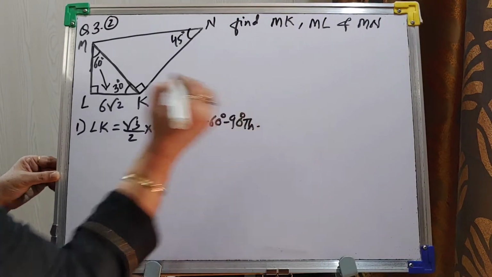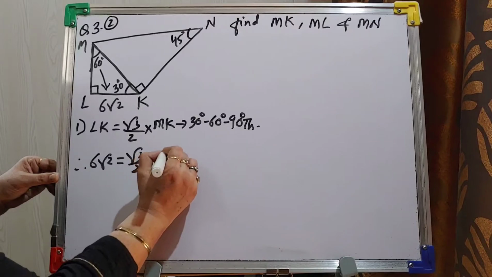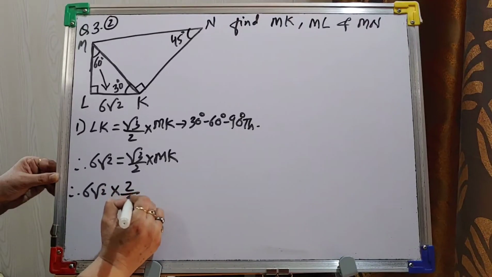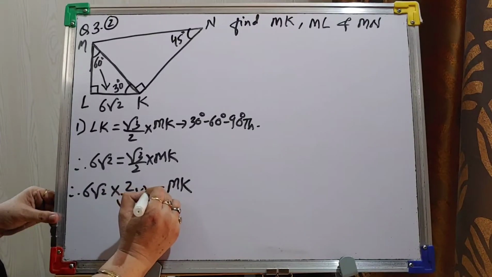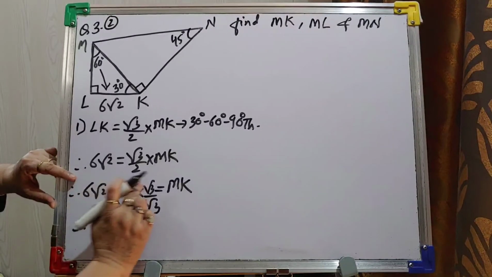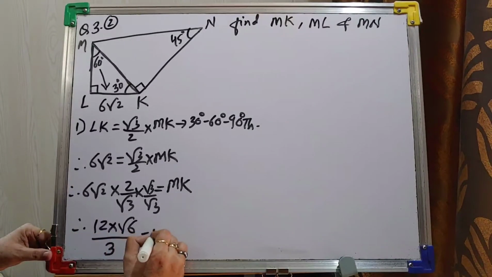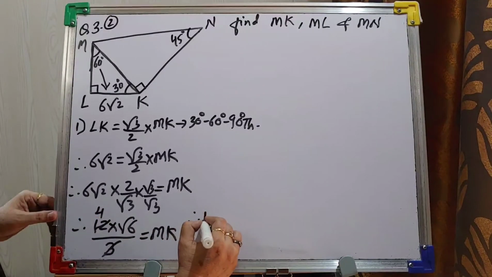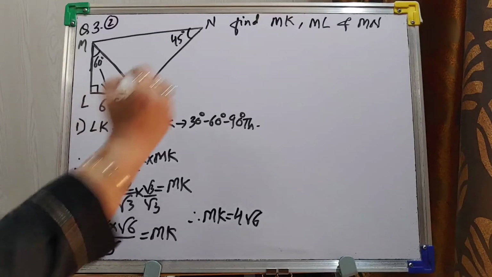Correct? Now, LK is given 6 root 2. Root 3 upon 2 into MK. So, 6 root 2 into take reciprocal this side. That will be equals to MK. Now, rationalize the denominator. So, 6 2s are 12. Root 2 into root 3 is root 6. Upon root 3 into root 3 is 3. Cancel out this. 4 3s are 12. So your MK is 4 root 6. Correct? We got this one.